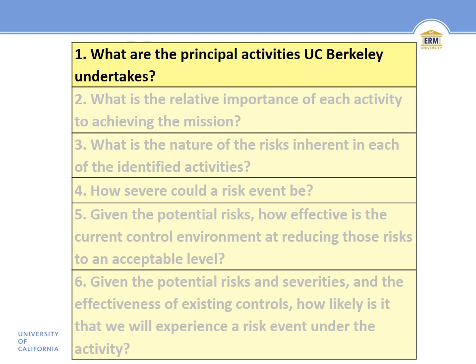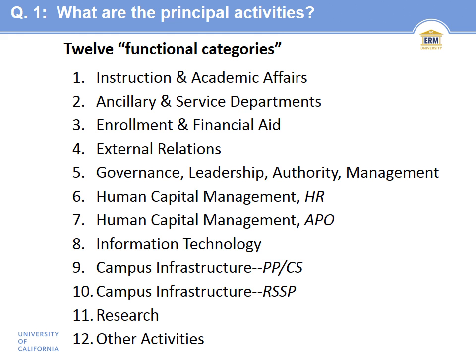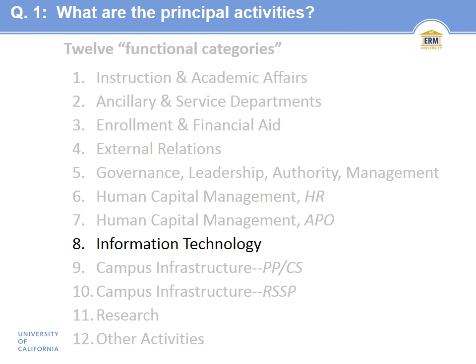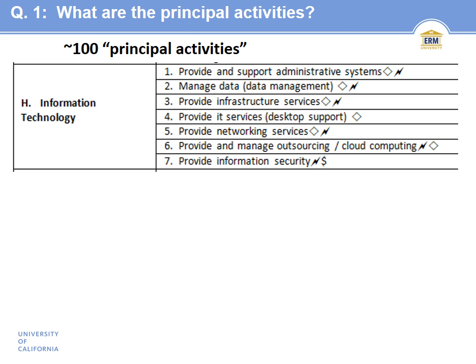And so I went out into the world, into the internet world, and also the UC, University of California, and I found all kinds of taxonomies of how to organize things we do. And working with our risk subcommittee, we finally came up with 12 functional categories, and here they are. And for each functional category, let's take information technology as an example, we came up with anywhere from 6 to 12 principal activities.